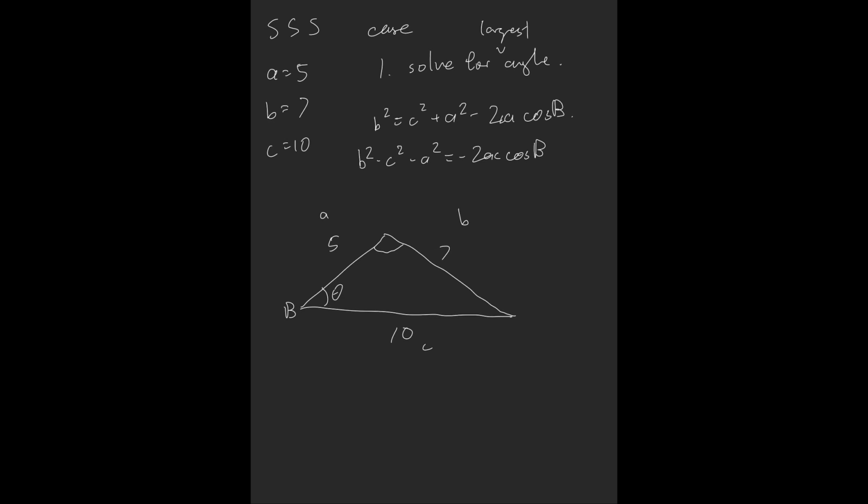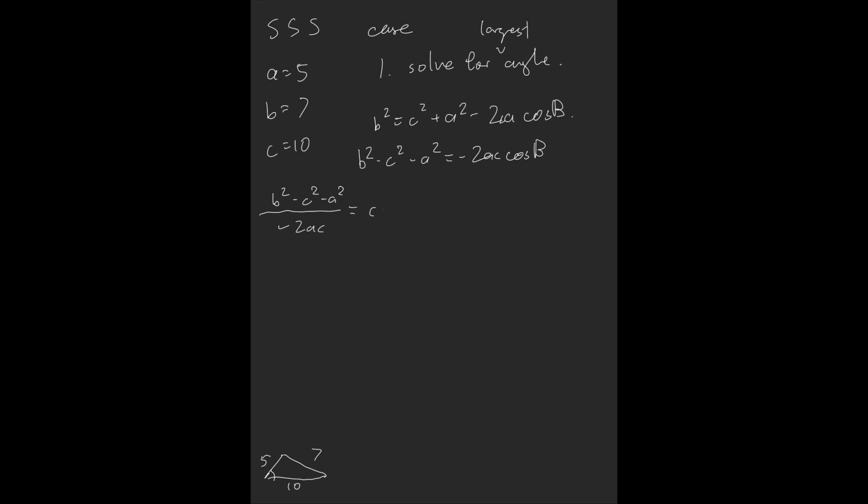I'm going to delete the triangle just so that we have a little bit of space. I'll redraw a smaller one down here. Now we can divide both sides by negative 2AC. So we have B squared minus C squared minus A squared over negative 2AC equals cos B. Take the arc cos of both sides to isolate B. We get cos negative 1 of B squared minus C squared minus A squared over negative 2AC equals B. And then now all we need to do is plug in our values and then plug it into a calculator. Let's do that now.